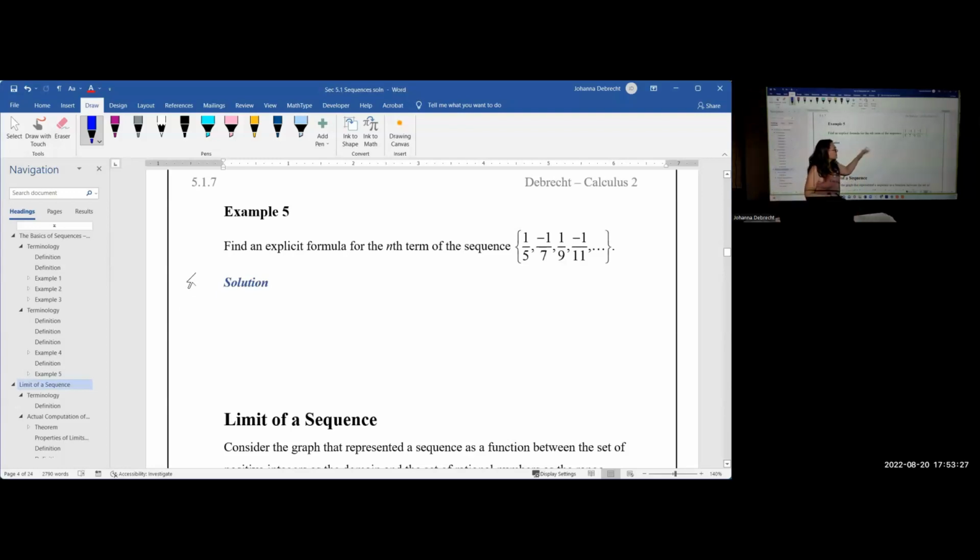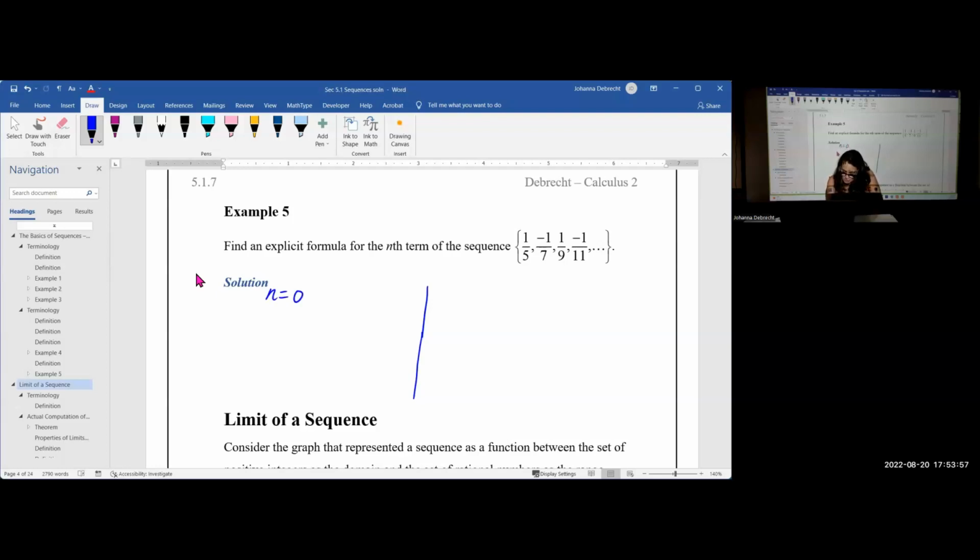We can see that it's positive, negative, so we expect the next one to be positive. And the way we can do that is by having a -1 raised to a power, and the power will depend on the subscript. Now, finding an explicit formula means that we have to know whether we're starting at n=1 or starting at n=0. So let's try both. I'm going to start with n=0.